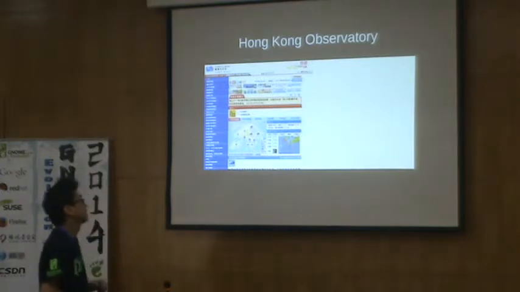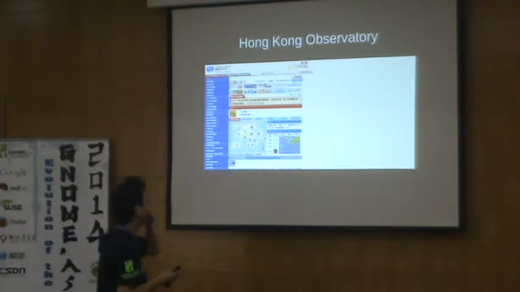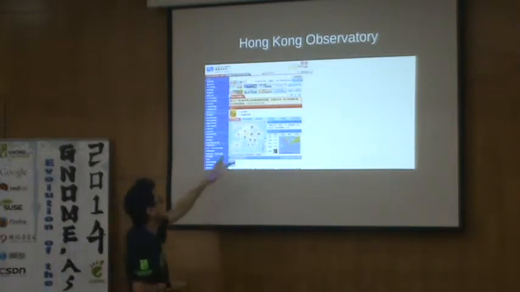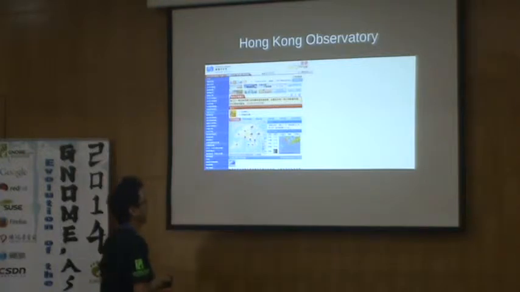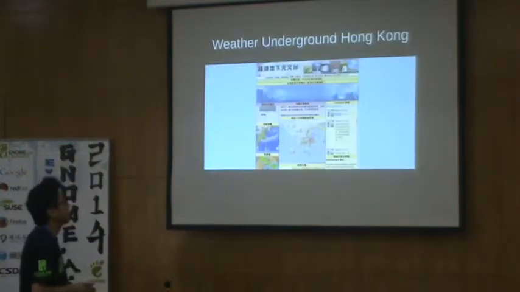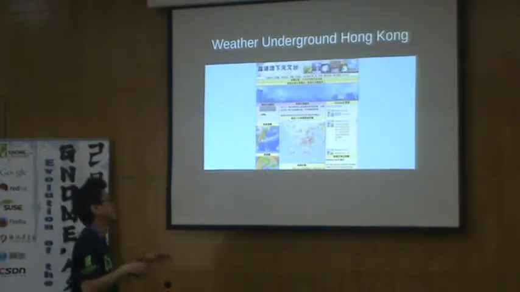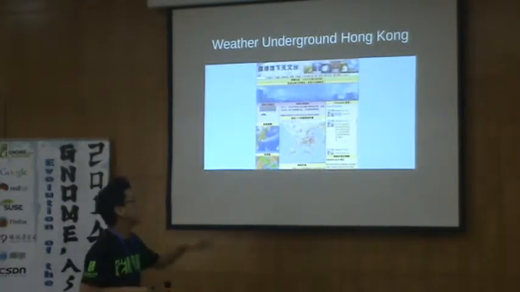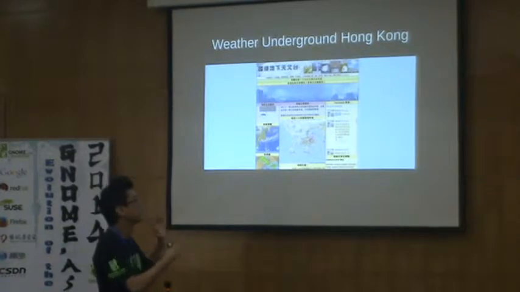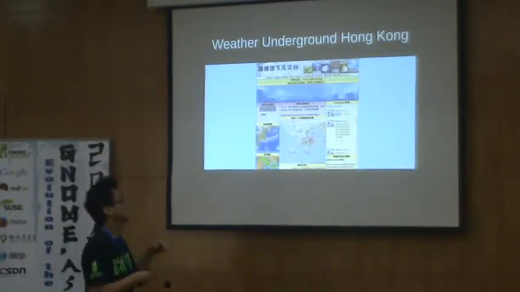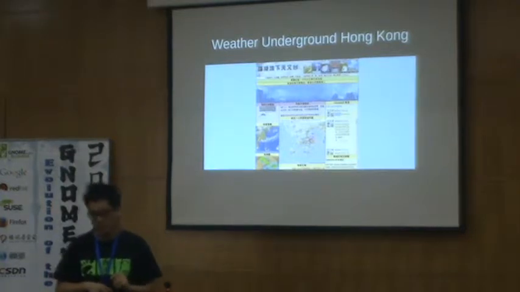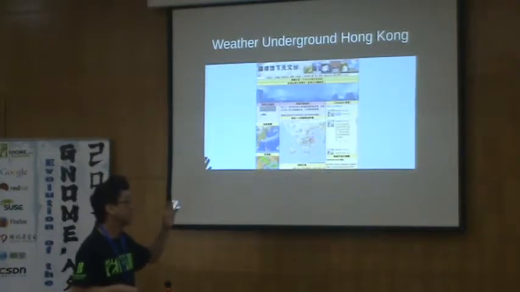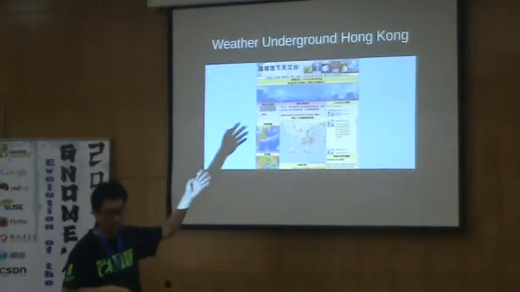This is the Hong Kong Authority website. It looks like this, okay? So we can find some weather information, some graphics, some diagrams to display the distribution of rainfall. And some weather officers launched another website, Weather Underground Hong Kong, which provides Hong Kong and some regional cities with weather information, especially Taiwan, and also the Northwest Pacific.